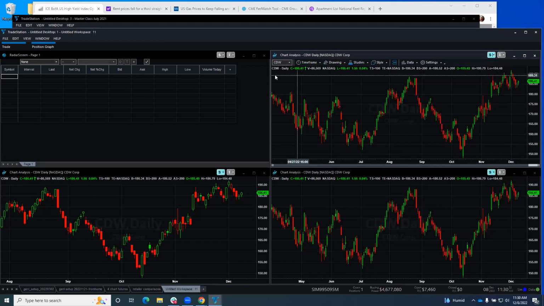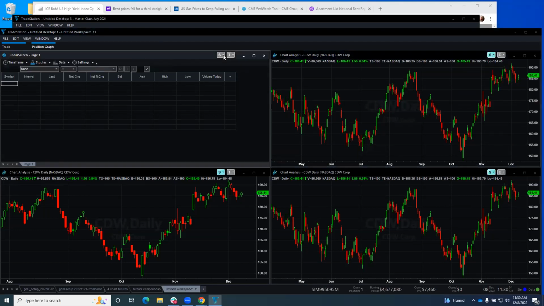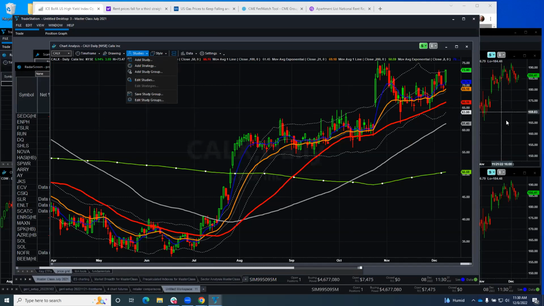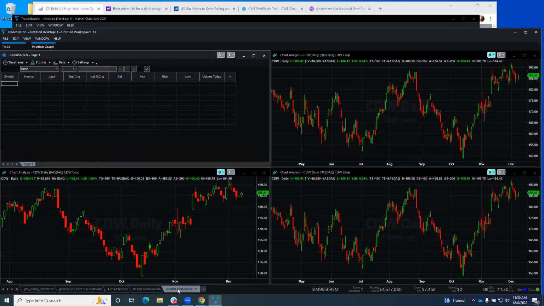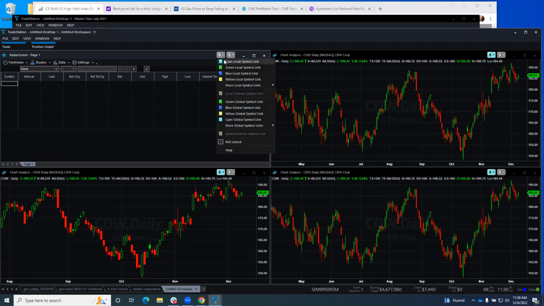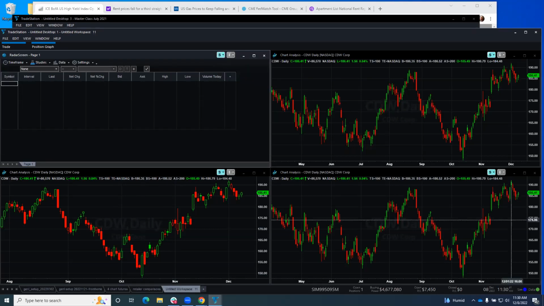I'm always experimenting with things to try and come up with ideas for you guys and for other things. I've been recently experimenting with having multiple desktops, so I've been using the global symbol linking. What that allows me to do is, I have literally multiple screens, and I basically have my radar screen on one workspace and one of my monitors, and then it links over to the chart.